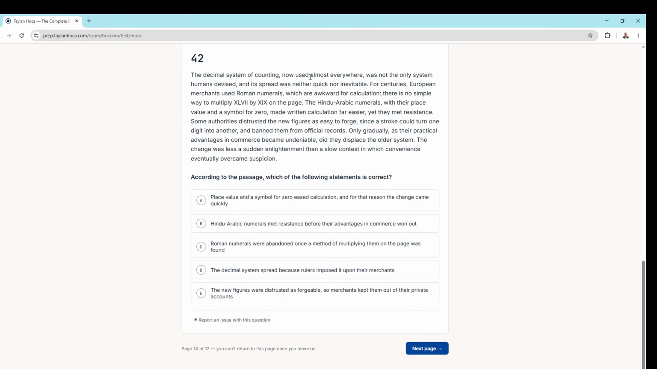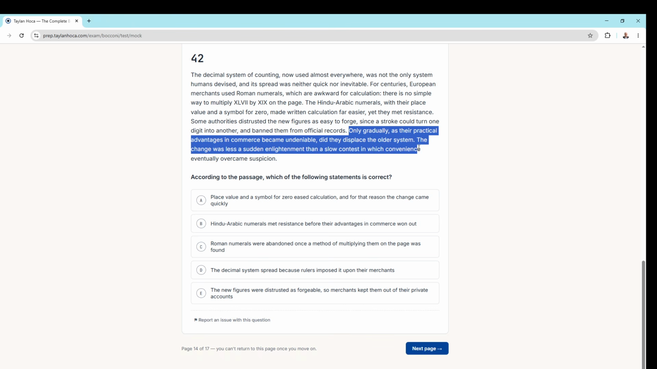The decimal system of counting, for centuries. All right, it's about the decimal system. I'm going faster. Hindu-Arabic numbers. Started anew. Since a stroke could turn. Only gradually there were advantages. They feared forging, but gradually they were practical and they replaced.